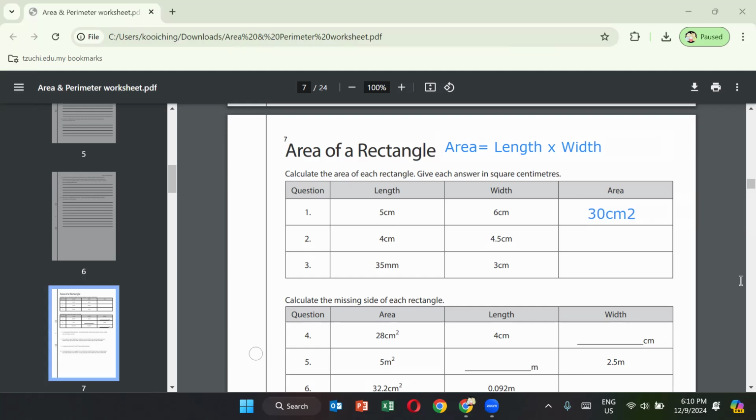For the second question, it will be the same. So 4 cm times 4.5 will be equal to 18 cm square.